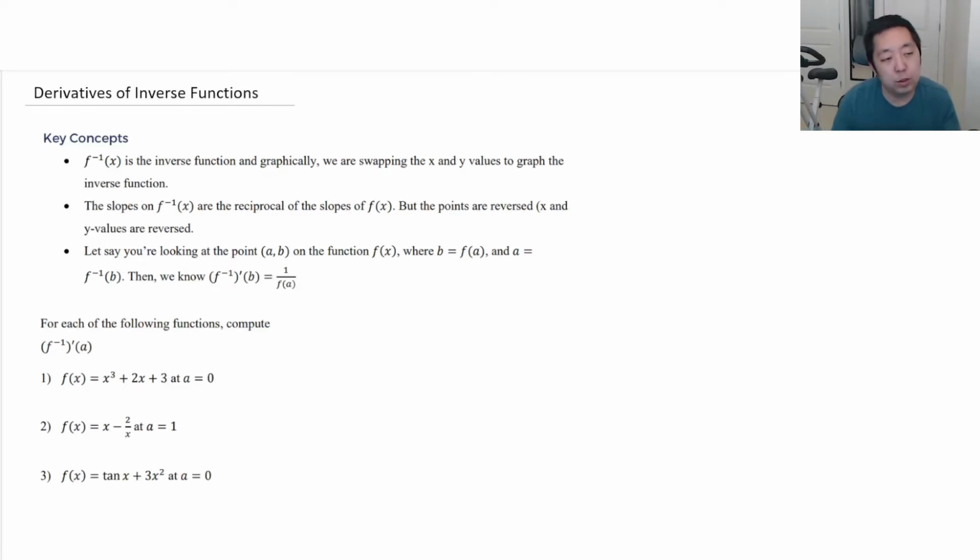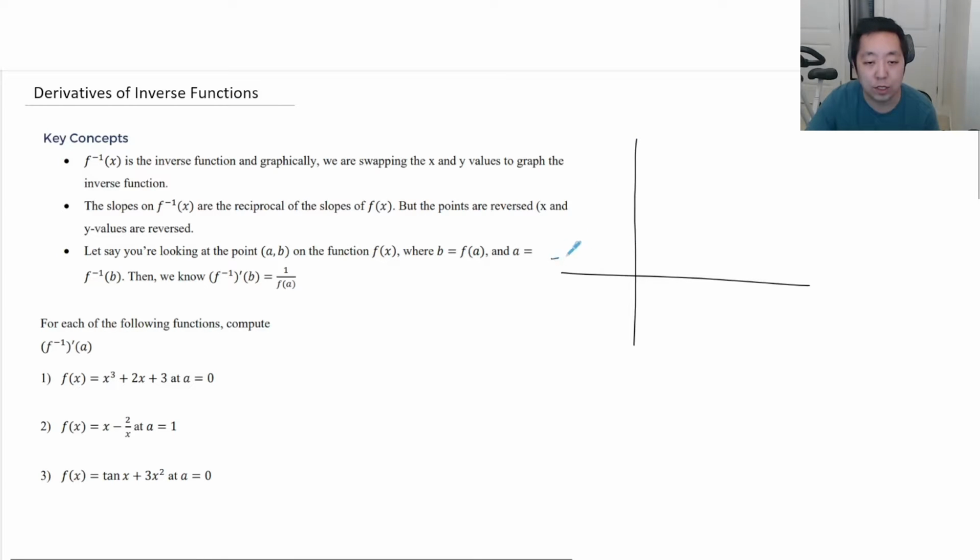So sometimes we're trying to relate a function and its inverse, and we want to know how the slopes of a function and the inverse relate. One of the things you've got to remember is how the functions relate to one another. Suppose I have some function that looks like this. This is f of x.